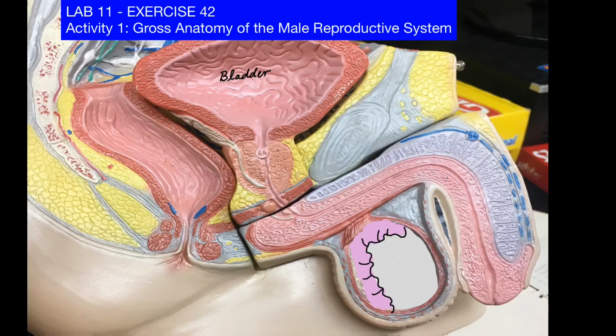So this is lab 11, specifically exercise 42, although I'm going to cover a little bit of exercise 43 as well, and I'll mention when I do that. These reproduction lectures are divided into male and female counterparts because it's just easier, I feel like, to focus that way. So we're going to start out with activity 1, and that focuses on the gross anatomy of the male reproductive system. To do this, we're going to use our torso models. That's what we use in lab.